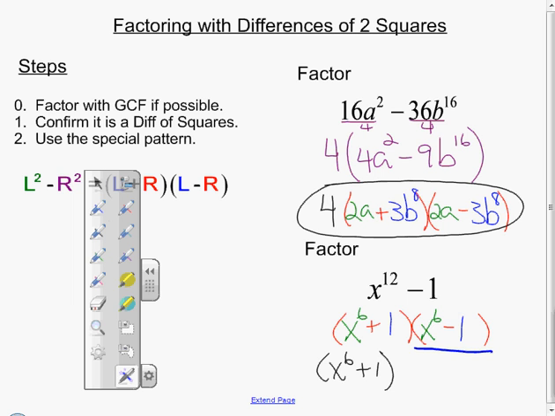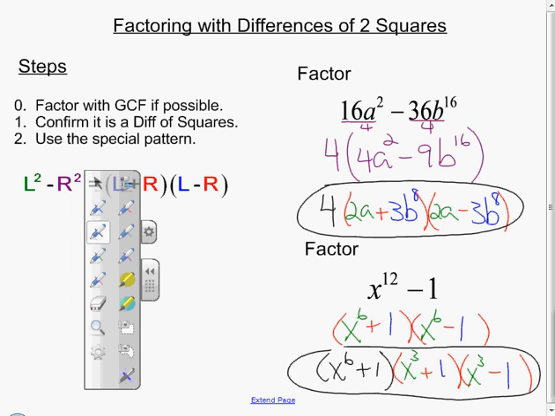Okay, so I'm going to pull down this first factor because I'm not going to do anything with that. But this second factor can be split into two factors, two quantities that make a product, one with plus, one with minus. And then I'm going to do the square root of x to the 6th, which gives me x to the 3rd, 2 times. And then I'm going to do the square root of 1, which is in fact going to give me 1, 2 times. Now, this can be all multiplied back out to be equivalent to the original problem.